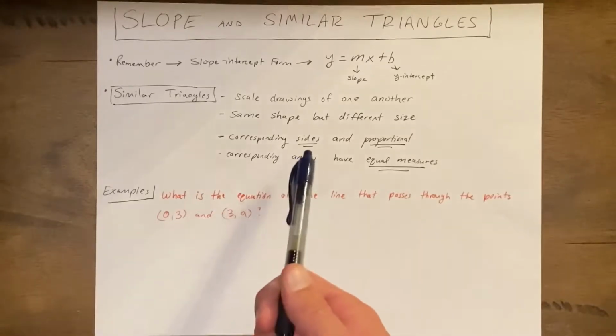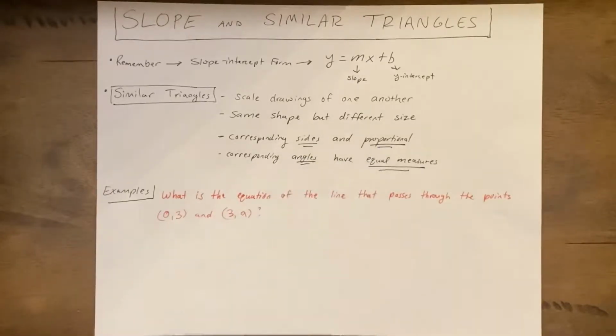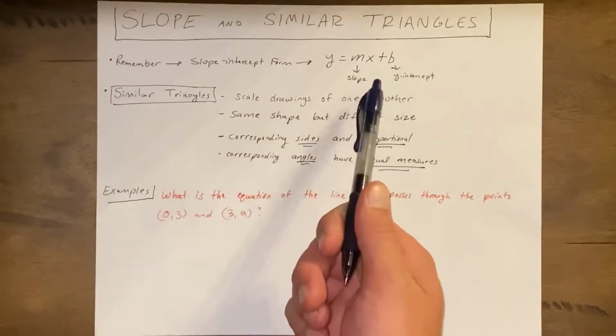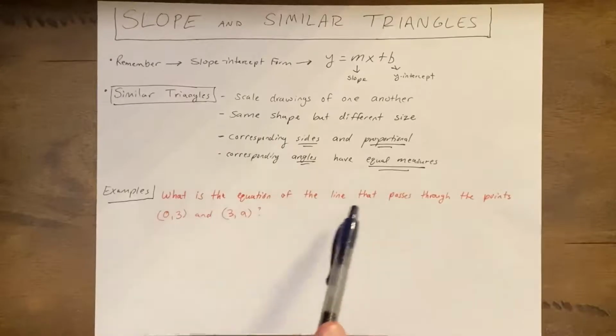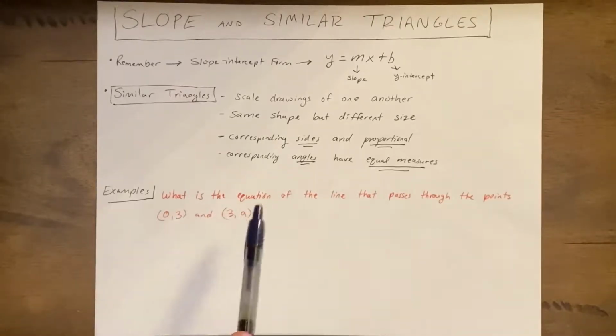So the corresponding sides will be proportional and the angles will have the same measure. The corresponding angles will have equal measures. There's about 4 or 5 things we're going to do with this, and we'll look at examples. The first example says, just focusing on y equals mx plus b, what is the equation of the line that passes through the points (0, 3) and (3, 9)?